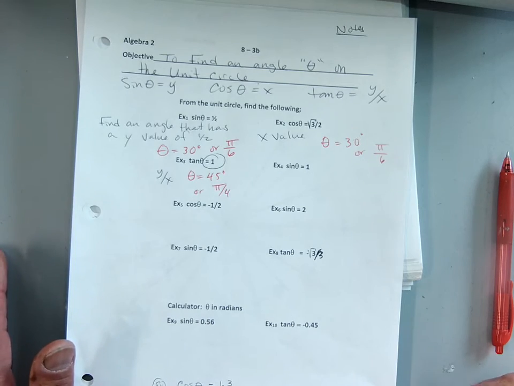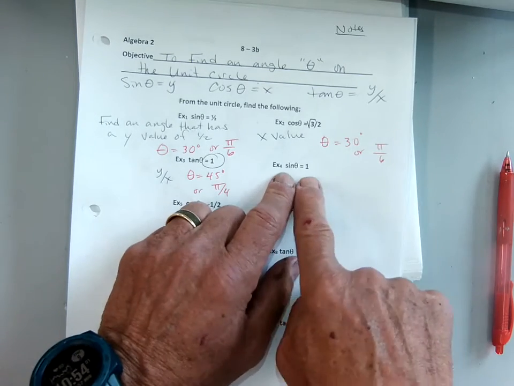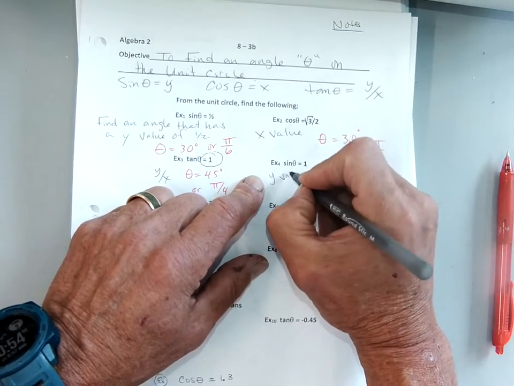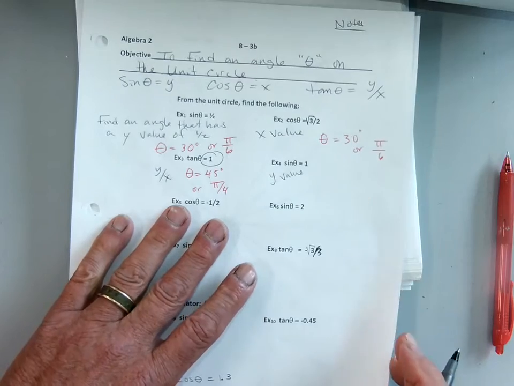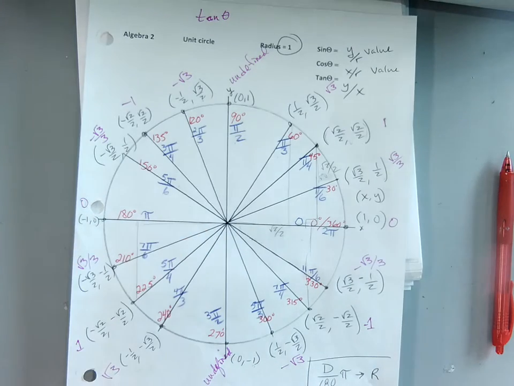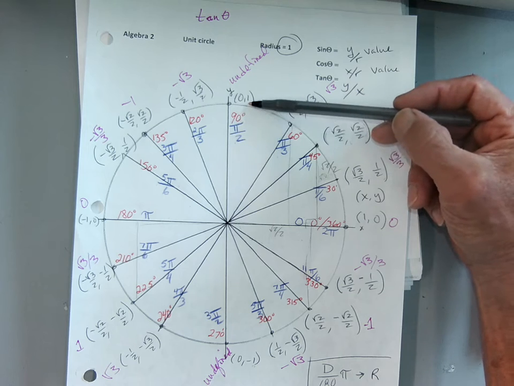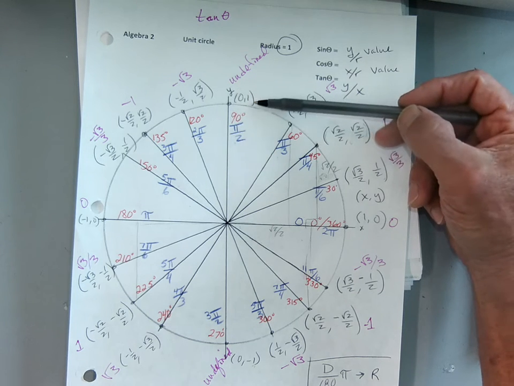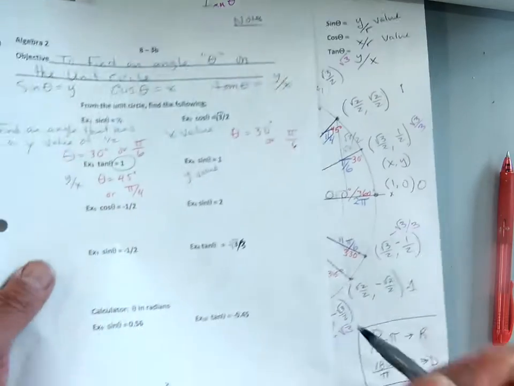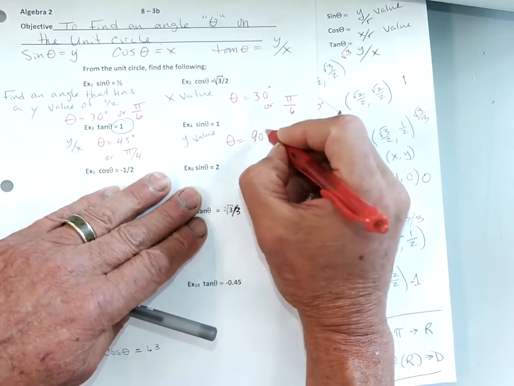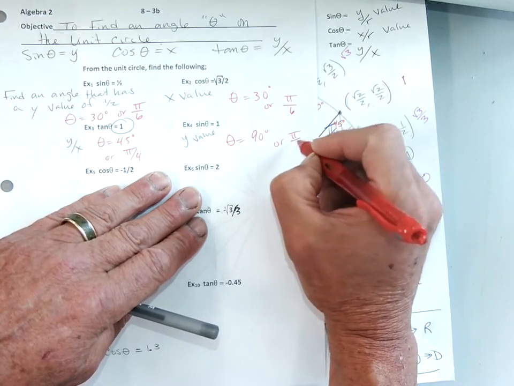Of course I do. Example 4. So we're looking for a y value, right? Y value because it's sine. So where's a y value of 1? 90. It's actually the only place. So actually the only place is right here at 1. It's the highest point, so it's 90 or pi over 2. So theta is 90 degrees or pi over 2.